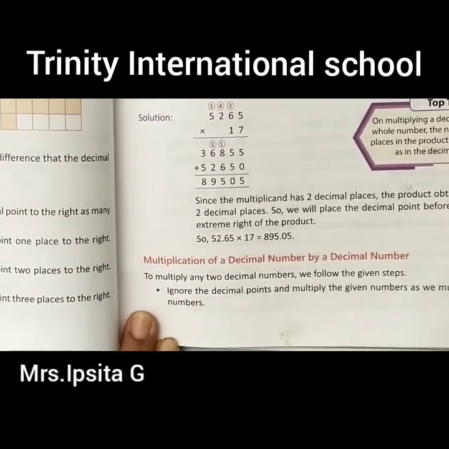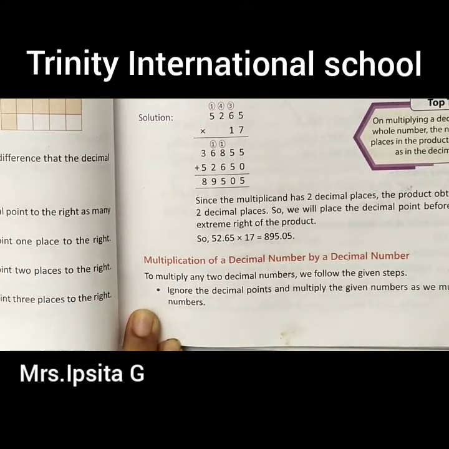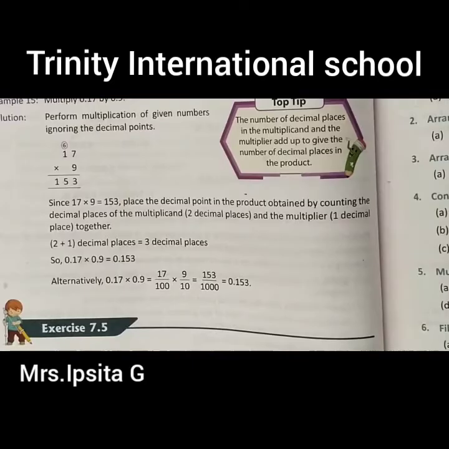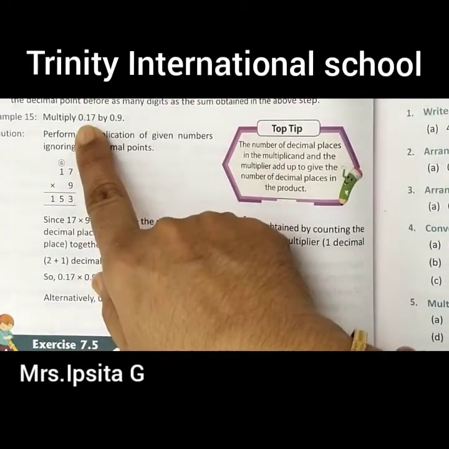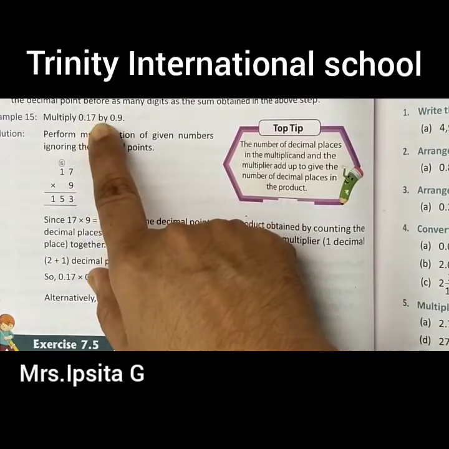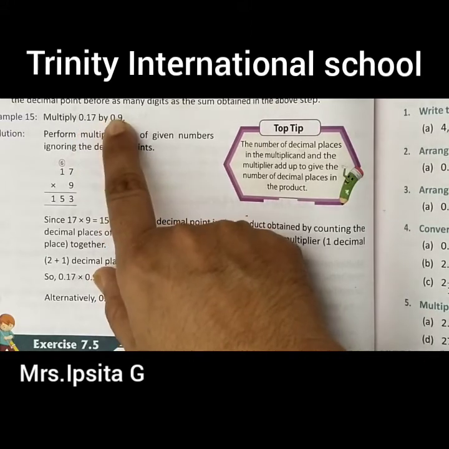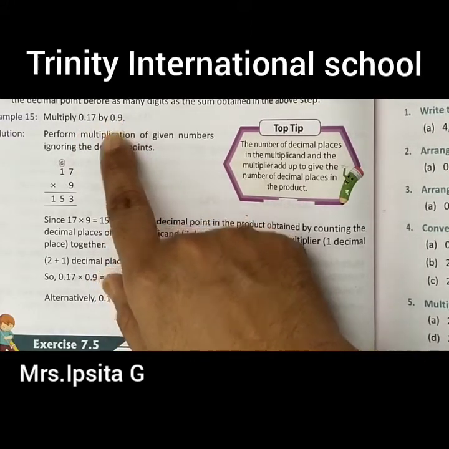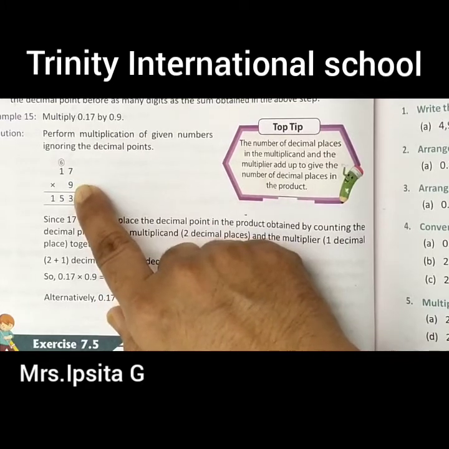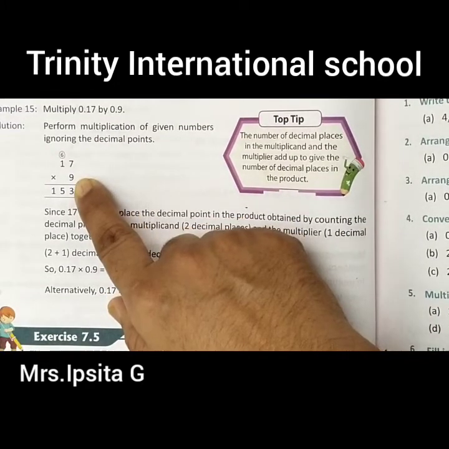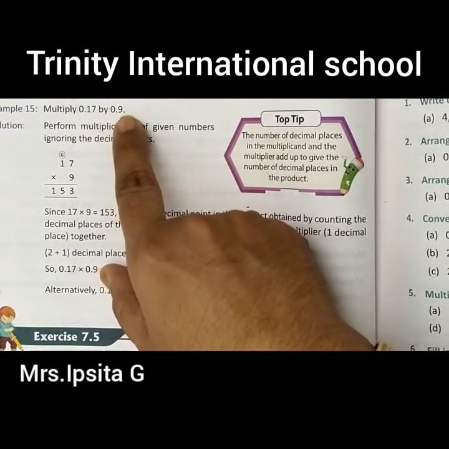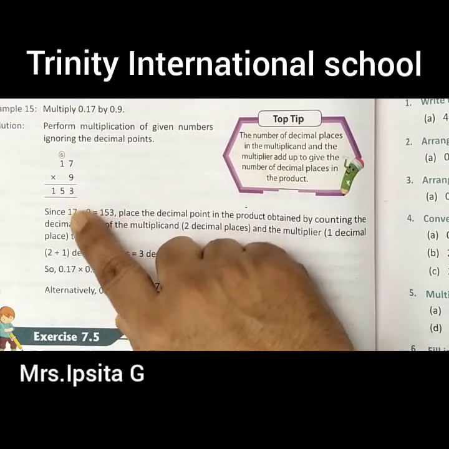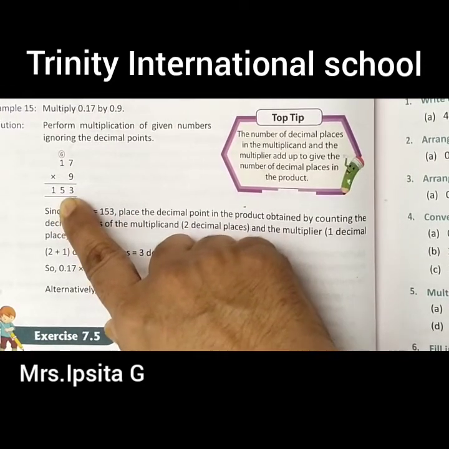Now next is multiplication of decimal number by a decimal number. So this will be somewhat different. So here you can see 0.17 by 0.9. So both the numbers are decimal numbers. Now again see what they did. They have again done the regular multiplication. So यहाँ पर देखिए 17 and 9. So they have taken 17 and 9. So the product comes as 153.